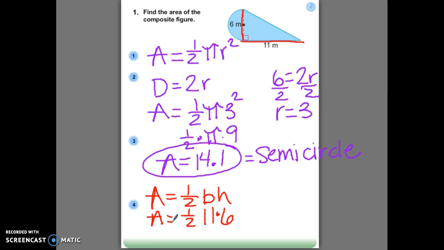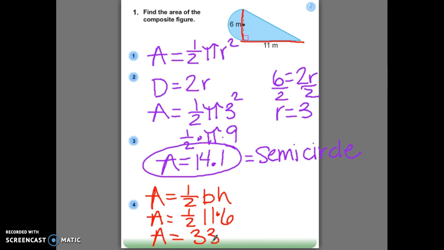If we wanted to do this in our head instead of using a calculator, we could take 6 times 11, which is 66, and then divide that by 2, and we get the area is equal to 33. Again, we can use our calculator to calculate that if we want to check.